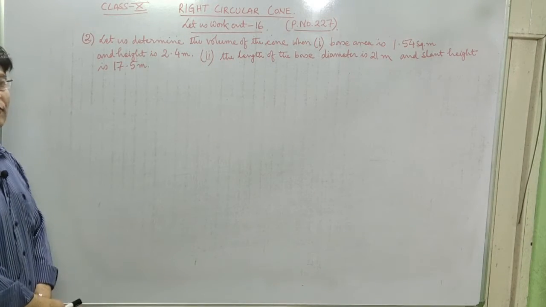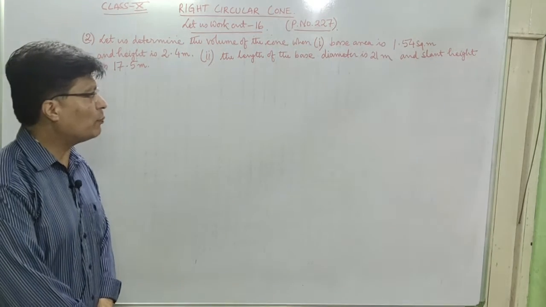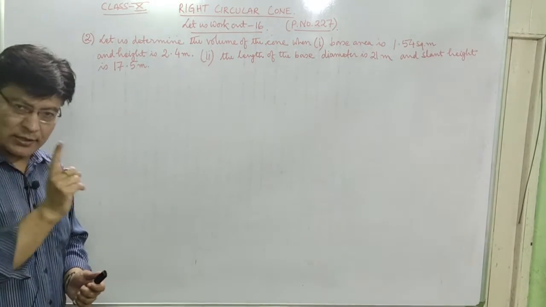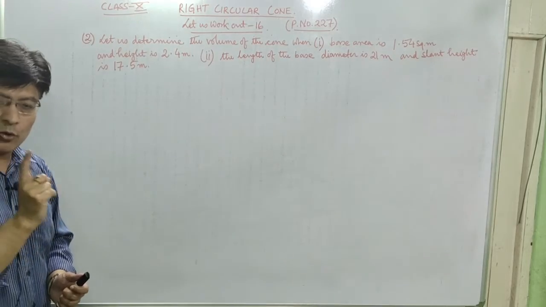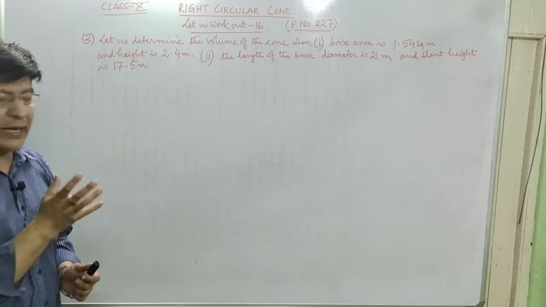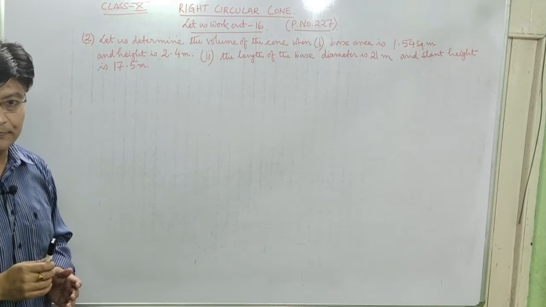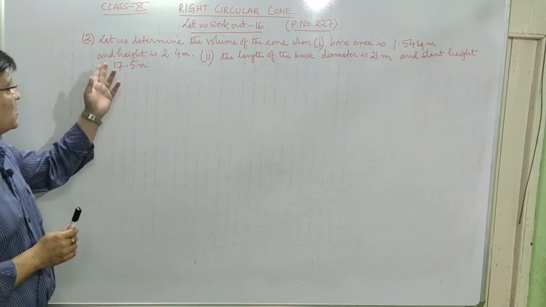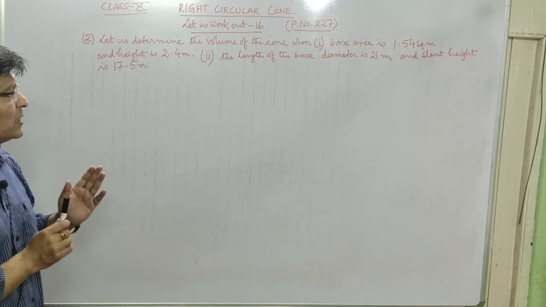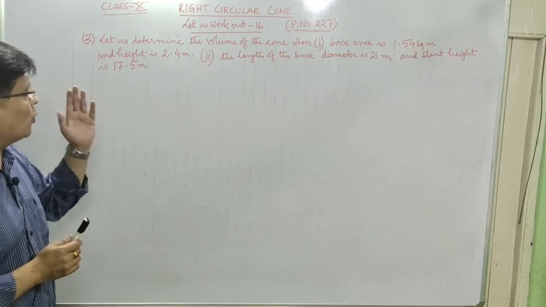Let us determine the volume of the cone when, number 1, base area is 1.54 square meter. Base area means the base will be a circle. The area of the circular base is given as 1.54 square meter. Next, the height of the cone is 2.4 meter. So this is the first part. If the base area is 1.54 square meter and the height is 2.4 meter, what will be the volume of that cone?